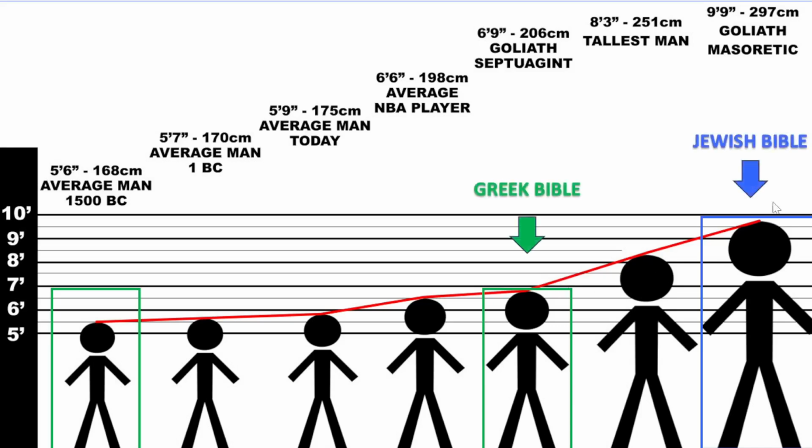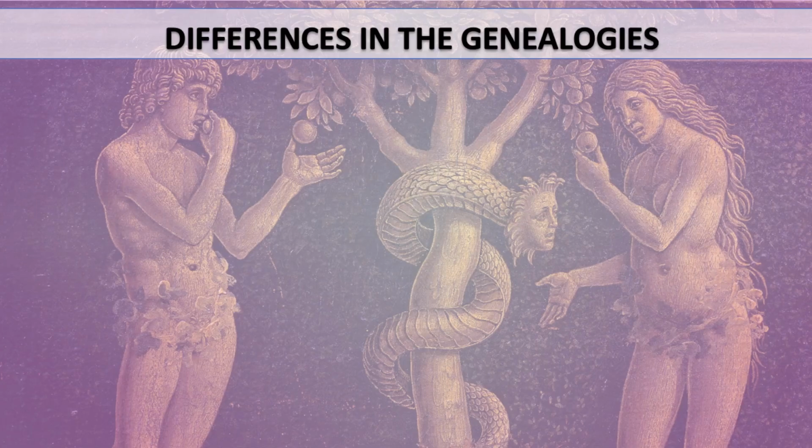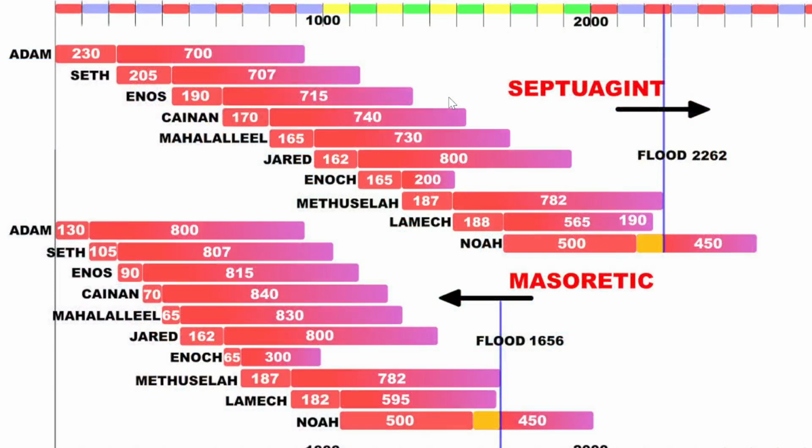So again, Greek Bible, Jewish Bible, and you guys have to kind of decide for yourself what makes more sense to you. All right, so now we're going to look at differences in the genealogies, and we're going to start with the first 10 people. And at the top here, what we're looking at is the Septuagint numbers, and at the bottom here, you're going to have the Masoretic, the Jewish numbers.